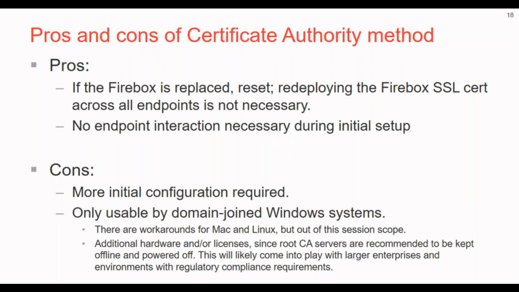Now, what are the pros and cons of the certificate authority method, and why is it recommended? The pros are that if the Firebox is replaced or reset, redeploying the Firebox certificate across all the endpoints is not needed. And no endpoint interaction is necessary during the initial step. All this configuration of the steps that we saw so far is done on the firewall and the certification authority.